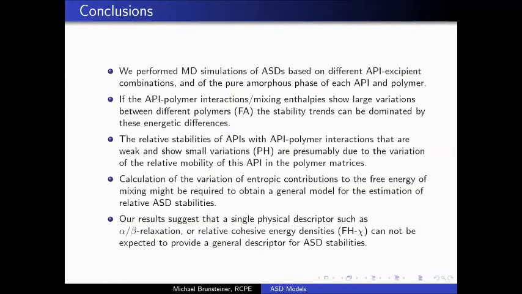And then these are the conclusions. We looked at 3 different compounds. They showed 3 different trends with respect to stabilities with different polymers, and in 2 of these cases we can explain that. In the 3rd case, we're not sure yet. The important conclusion in any case is that there's no simple one physical descriptor that can explain the stability of these systems on its own.